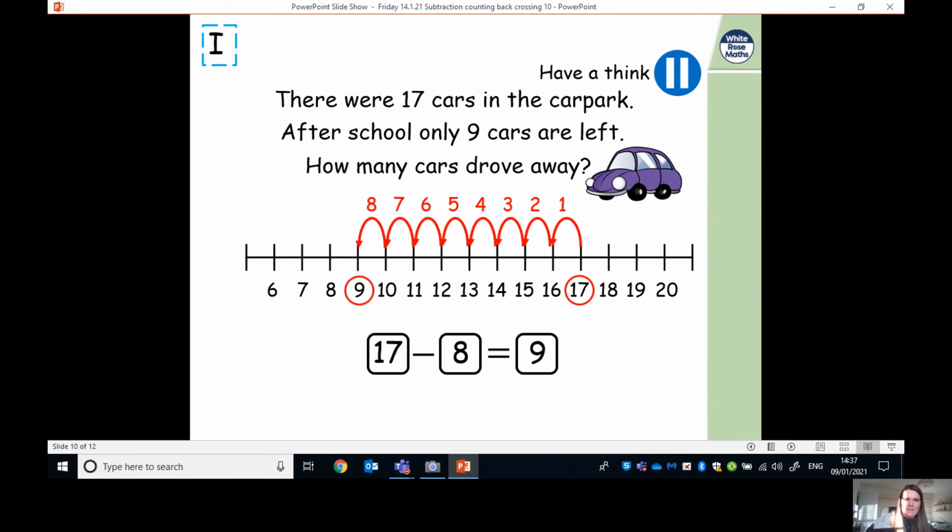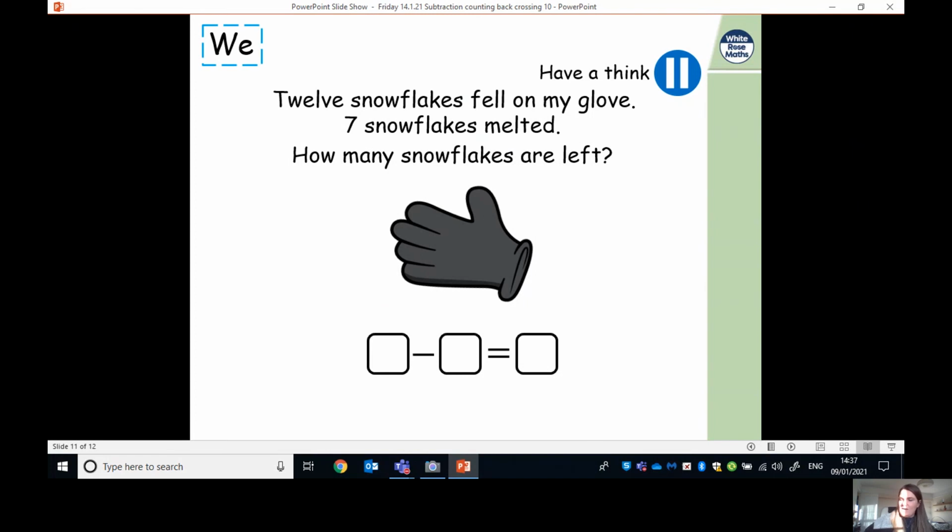Amazing. Great work, guys. Okay, your turn. I'm going to read this equation to you. 12 snowflakes fell on my glove. 7 snowflakes melted. How many snowflakes are left? 12 snowflakes fell on my glove. 7 melted. How many are left?